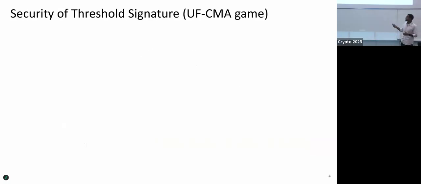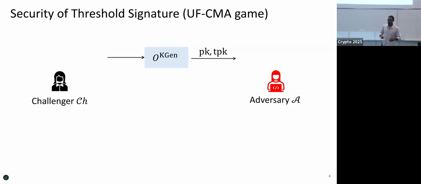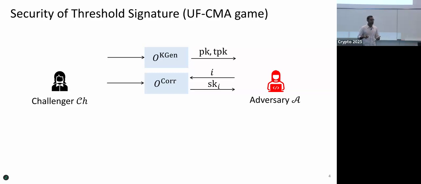We formalize it using a security game, and the game usually works as follows. We have a challenger on the left and an adversary on the right. They play a game where the challenger gives the adversary oracle access to some useful oracles. For example, the key generation oracle, which the adversary queries to get the public key and the threshold public keys. The challenger also gives access to the corruption oracle, which the adversary can query with a party index i, and will get back the internal state of the party, which here is just the secret key.